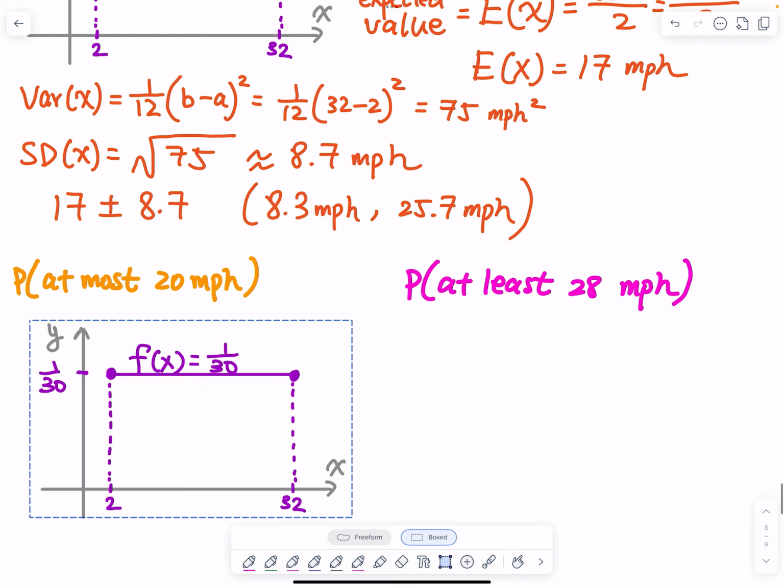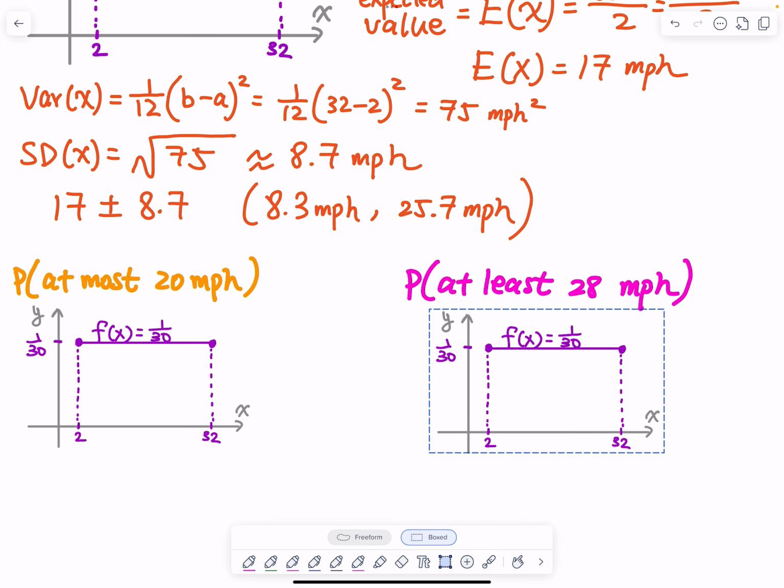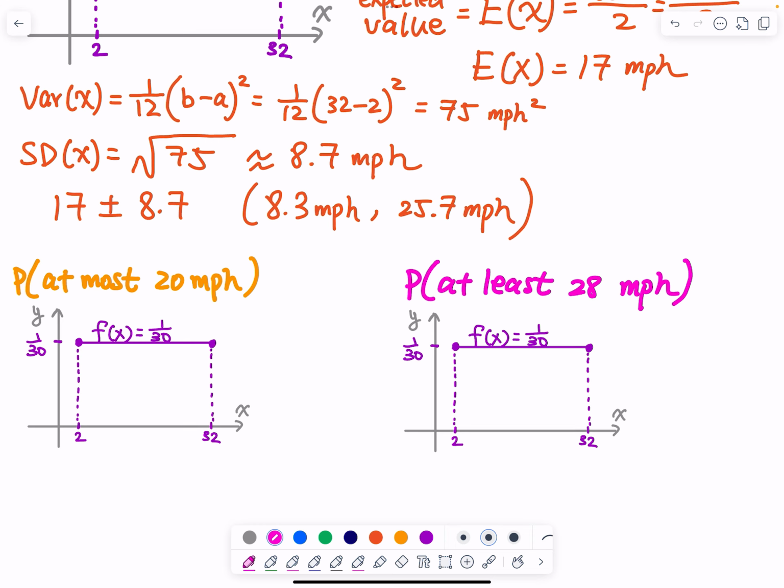Okay, let's put it right here. Actually, the graph doesn't have to be very big. I'm going to copy and then paste one right here. For the at most, what is at most? At most means the maximum is 20 miles per hour. So I will just say that this is a random variable x less than or equal to 20. Where is 20? 20 is approximately right there. And then you are finding this area.